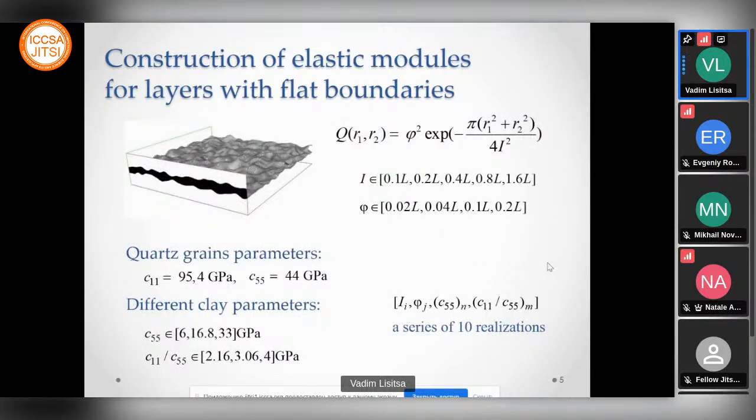Let me say a few words on what the parameters were. The white guys were supposed to be the quartz grains, and their parameters were fixed. The black guy we considered as a clay, and varied its shear modulus and the bulk modulus, or rather the ratio of the bulk to shear modulus, which is more convenient for us. We also varied the correlation lengths and the standard deviation, as I said before, and we measured them in terms of the mean distance between the interfaces, just for simplicity. So we considered quadruplets of given correlation length, given standard deviation, given shear modulus, and given ratio of bulk to shear modulus. For each quadruplet, we simulated 10 statistical realizations of the model.